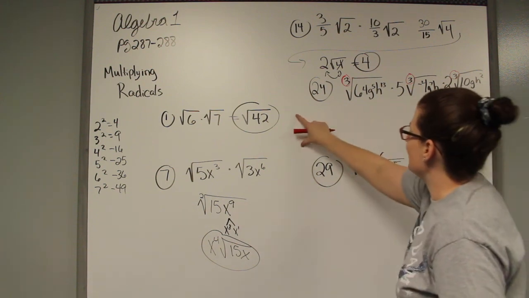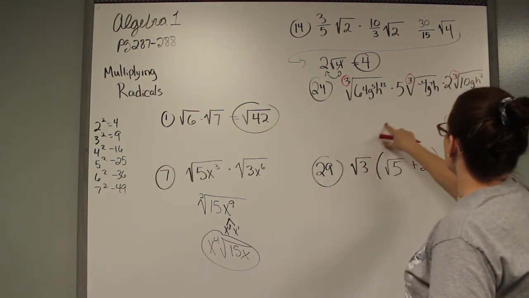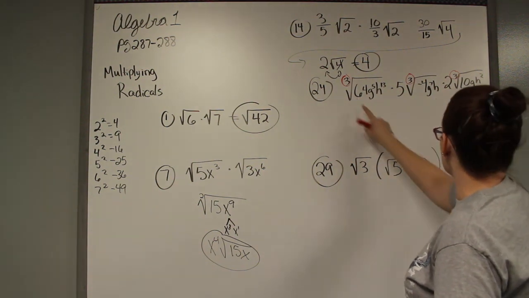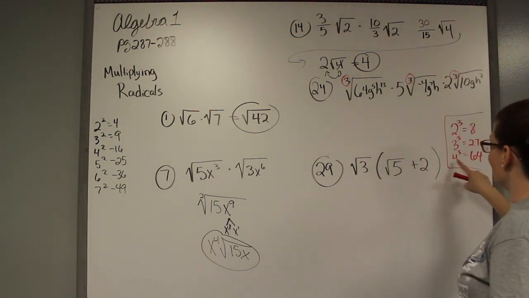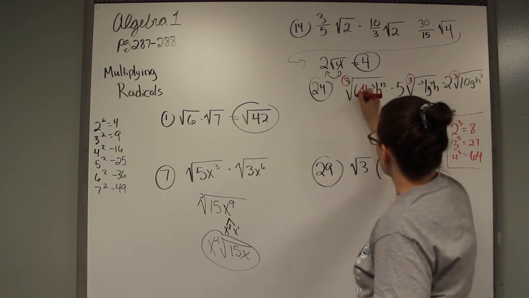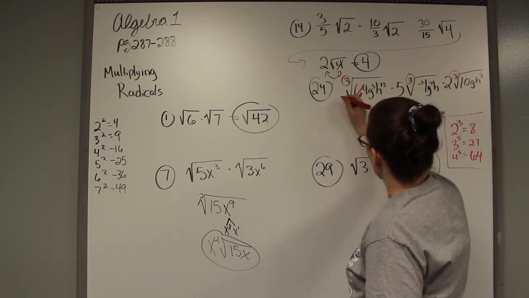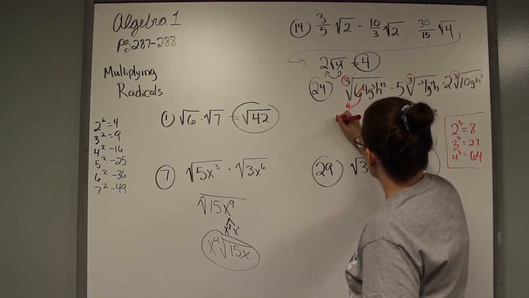Let's go ahead and break these down and make a new problem to multiply. So, cube root of 64, I have it right here. It's 4. So I can cross that out, bring a 4 out here. So I'm going to have a 4.